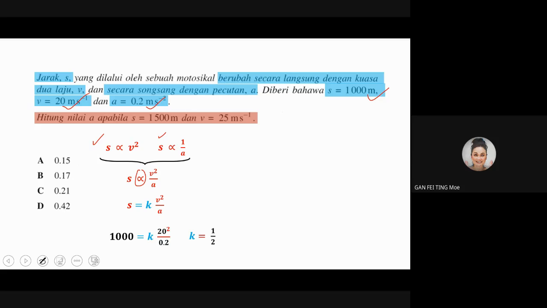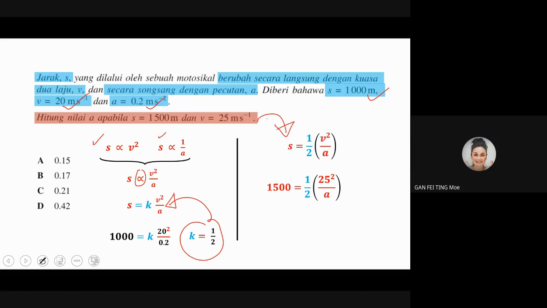Your K is 1 over 2. Very simple. When K is 1 over 2, sub into here. This is very technical, nothing much, right? Then you sub the question's values into this equation. S is 1005, V is 25, and the question asks you for the value of A. Press the calculator and this will be your answer.